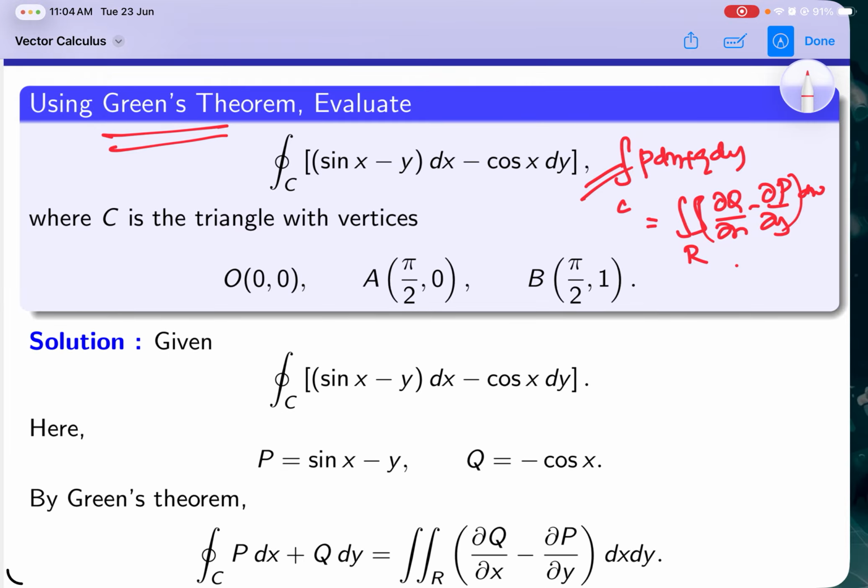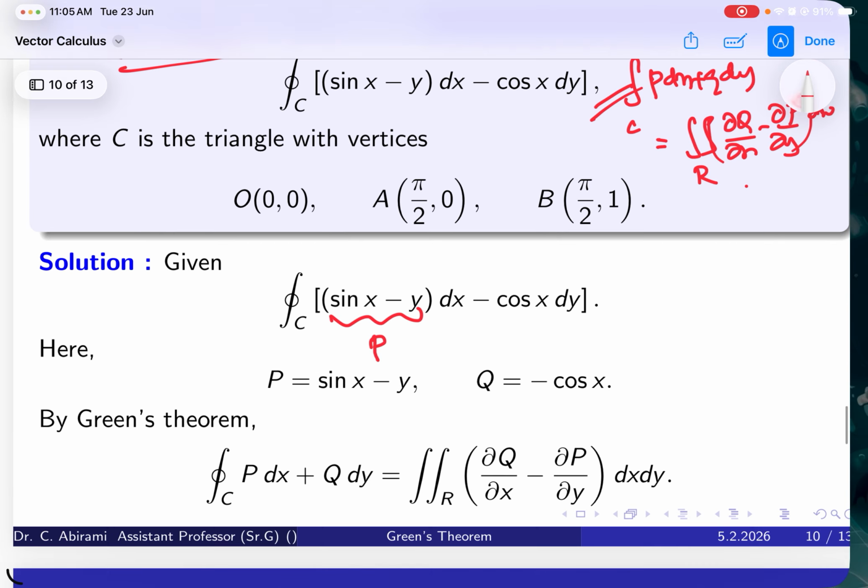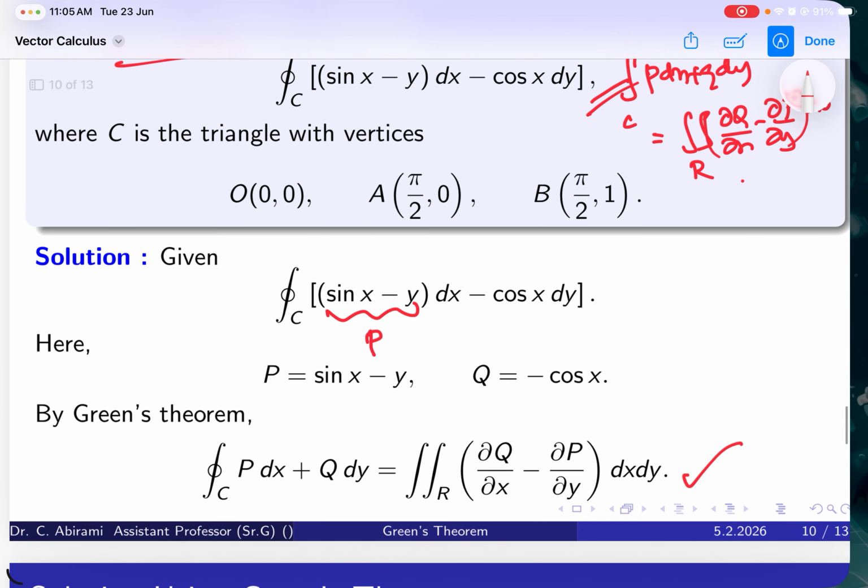(sin x minus y) dx. So this is your P. You just compare with the statement of Green's theorem. What is the value of P? P dx, sin x minus y. This is P. What is q? Minus cos x, because plus q dy, minus cos x.